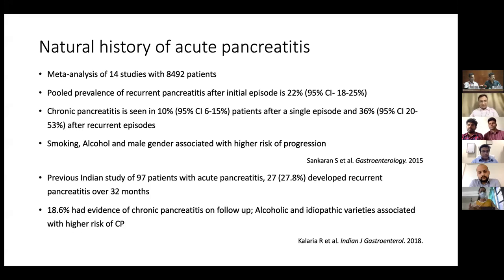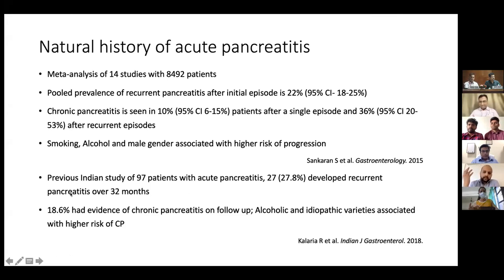Now, there is one Indian study from Western India with 97 patients of acute pancreatitis. They found that 27% developed recurrence over a median follow-up of 32 months, and 18.6% in that study had evidence of chronic pancreatitis on follow-up. So this is for the Indian data.